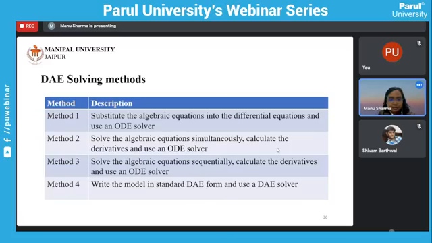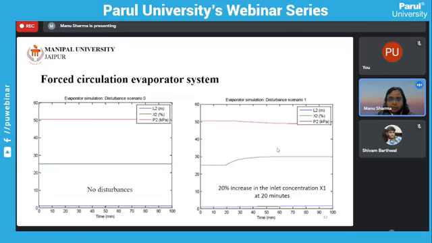So there are 4 different methods to solve. Either you substitute the algebraic equations into the ordinary differential equation and solve it using an ODE solver. Second method is solving the algebraic equations simultaneously and then calculating the derivative equations. Third is sequentially solving the algebraic equations and using the derivatives. And the last method involved in the simulation is the DAE solver. DAE solver is commonly available in the software, so you can directly deploy the DAE solver to solve these equations.